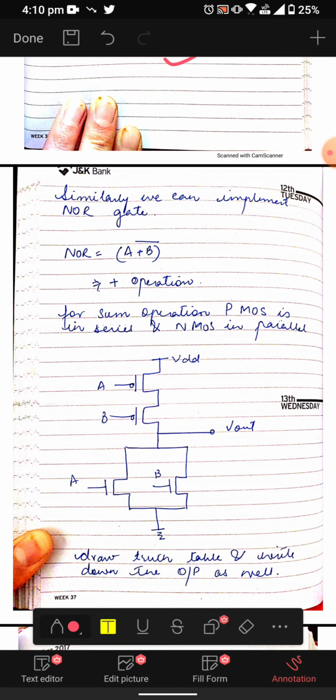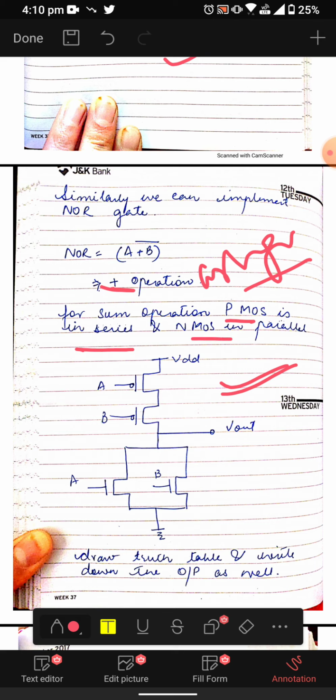Similarly, take this as an assignment. I have drawn the circuit, but you need to explain. Similarly, we can implement the NOR gate. NOR is a sum operation. For sum operation, PMOS is in series and NMOS is in parallel. So you implement the gate. Here I have drawn the gate, but you have to draw the truth table and write the output as well. This is something that you can do at your own place and submit on the Google Classroom. So this is how your NOR circuit should look like, but I've drawn the circuit over here.